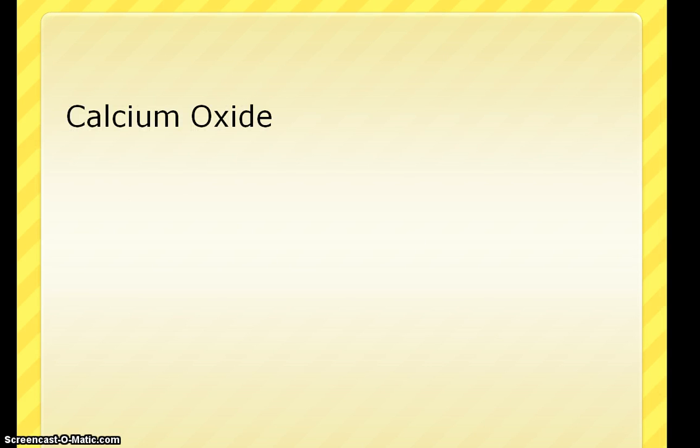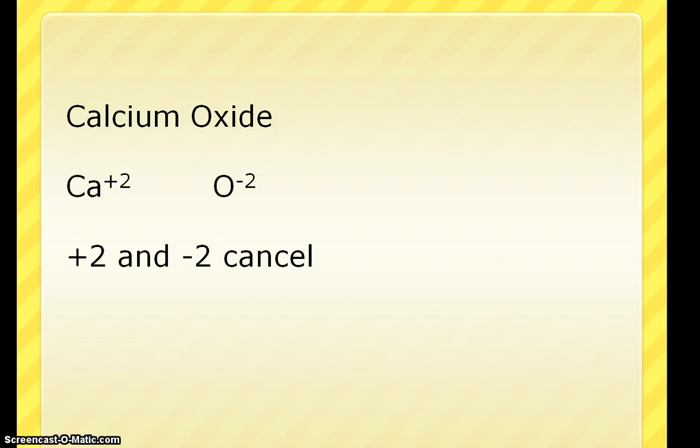Okay. You also can have calcium oxide. Calcium is a group 2 metal, so it has a +2 charge. Oxygen is a group 16 nonmetal, so it has a -2 charge. +2 and -2 cancel, and because of that, we can just smush them together, and we get CaO.